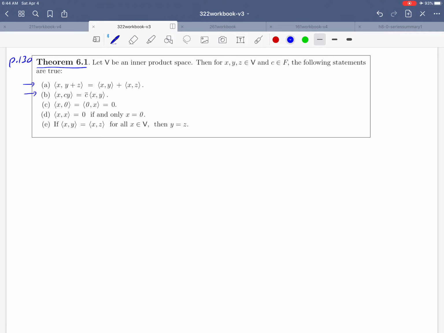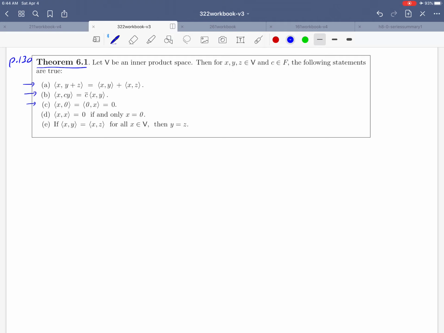Okay, B was also similar to the second property in the definition. It's basically saying we have conjugate linearity in the second coordinate. So if we take the inner product of x with a constant multiple of the second vector, we can pull the constant out as a complex conjugate. Okay, reading the third property together just tells us that the inner product of any vector with the zero vector is 0. And I'll let you read properties D and E on your own.